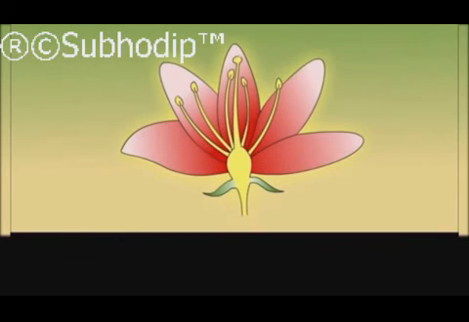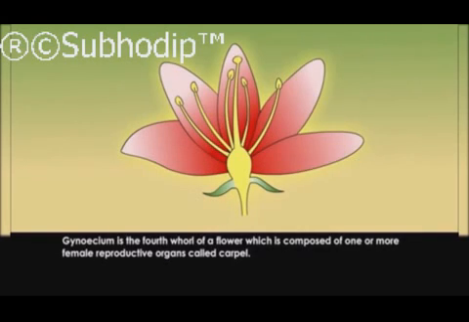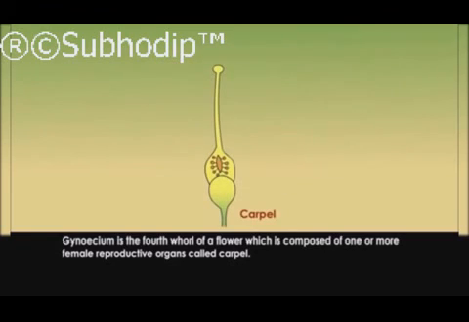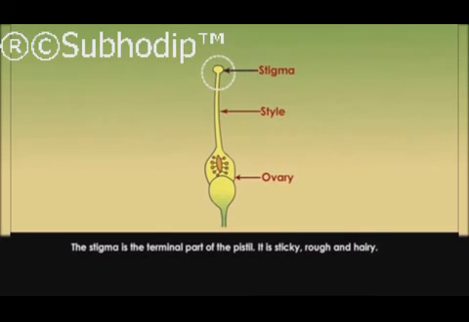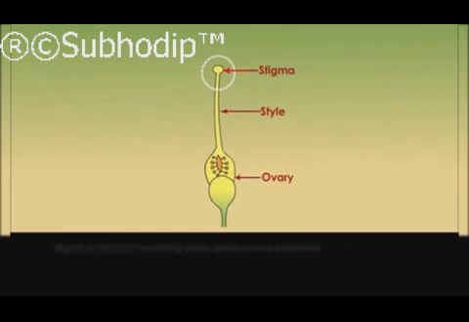Gynoecium or pistils. Gynoecium is the fourth whorl of a flower which is composed of one or more female reproductive organs called carpels. Each carpel consists of an ovary, style and stigma. The stigma is the terminal part of the pistil. It is sticky, rough and hairy. Stigma is meant for receiving pollen grains during pollination.